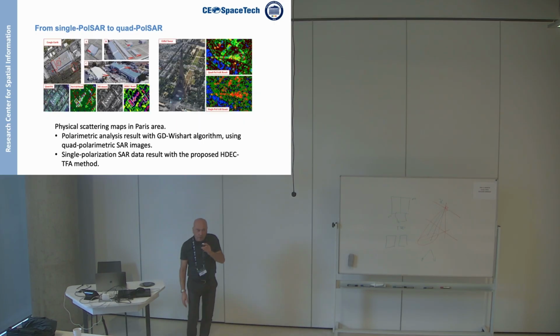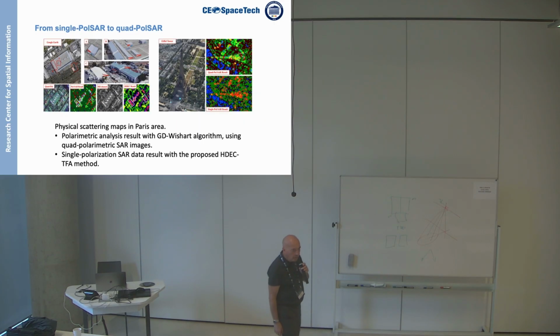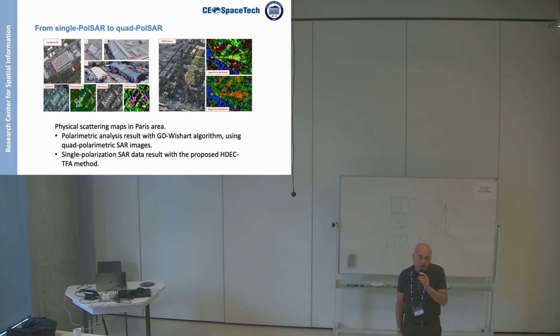And we train a network with a quad pole, with a full polarization, which is, let's say, not very easy to access operational sensors, and apply this to a single or dual pole. And we generate a virtual sensor. So from a single polarization like Sentinel-1 data, we generate a quad pole data, an unobserved data.